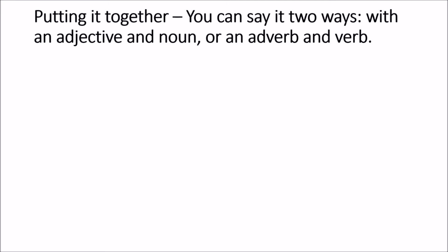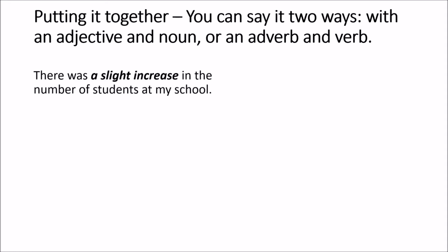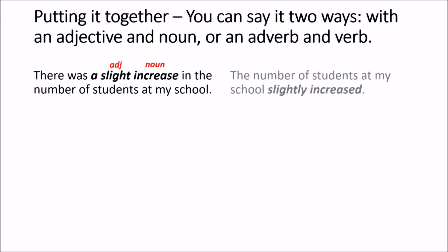Let's put it together. Look at these examples. There was a slight increase in the number of students at my school. Slight is an adjective. An increase is a noun. We can also say it like this. The number of students at my school slightly increased. Slightly is an adverb, and increased is a verb. Now read these other examples for yourself.